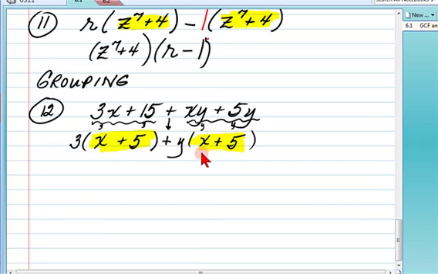Now, doesn't this look like how problems 9, 10, and 11 all started? Common factor is x plus 5. And what's the leftover factor? 3 plus y. Did you just take a 4-termed polynomial and come up with factors for it?